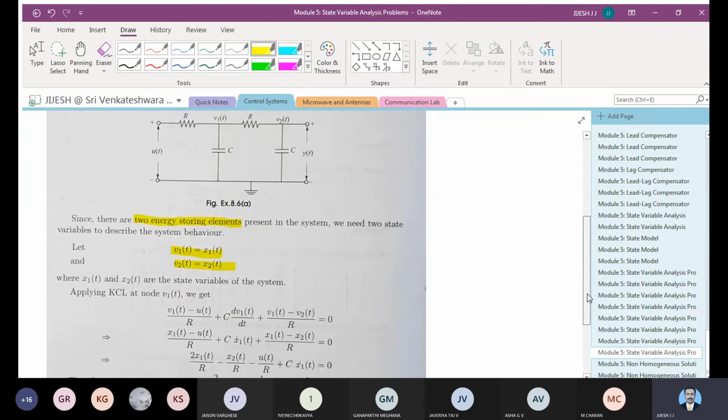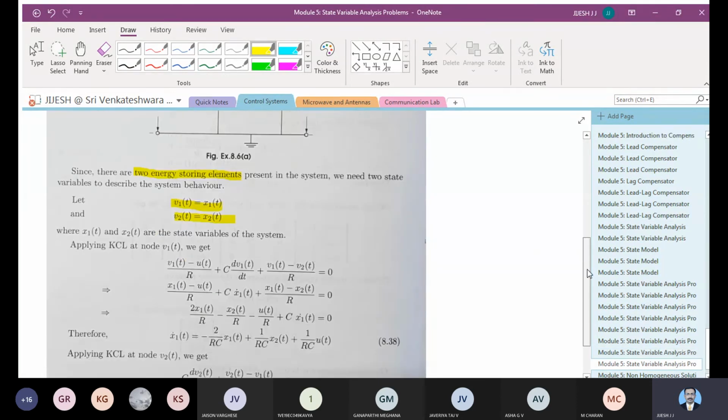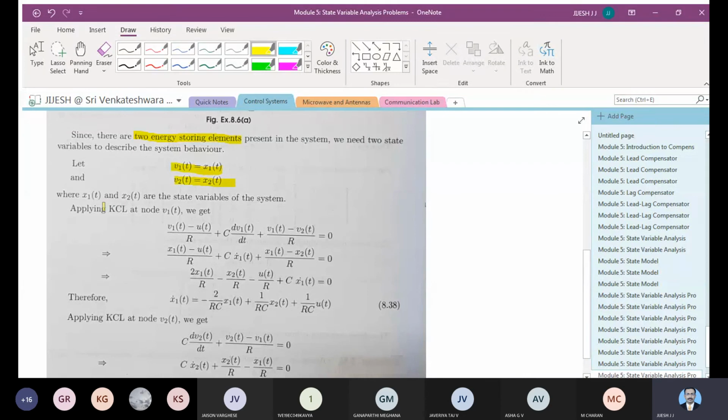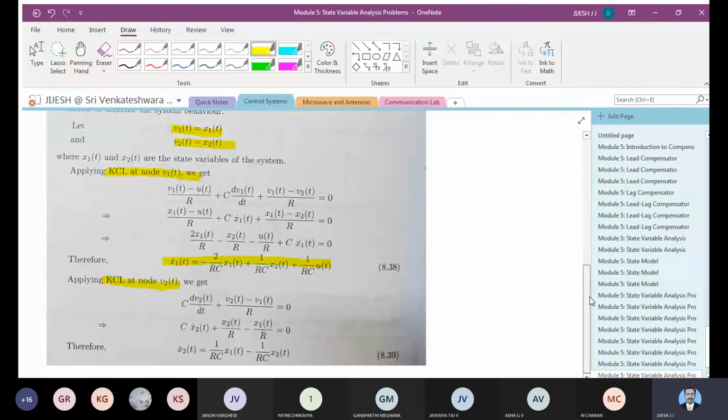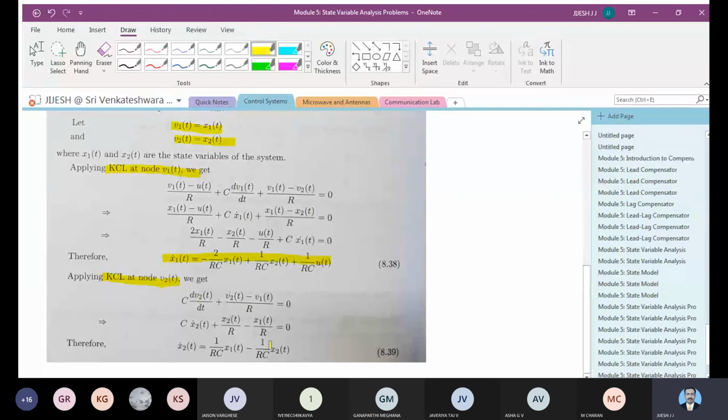We can write the KVL, KCL equations for that. We write the KCL equation for V1 of t, and once you simplify that, you get x1 dot of t is equal to minus 2 by RC x1 of t plus 1 by RC x2 of t plus 1 by RC u of t. Similarly, the KCL equation at node V2 of t gives x2 dot of t is equal to 1 by RC x1 of t minus 1 by RC x2 of t.